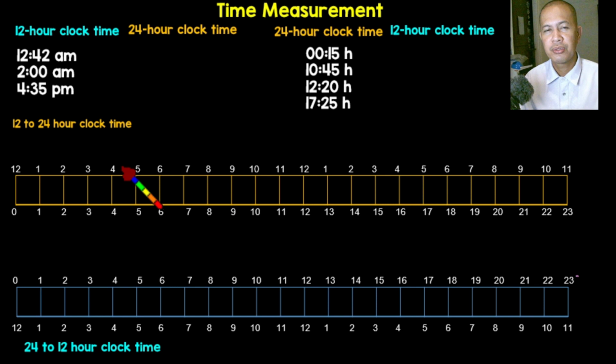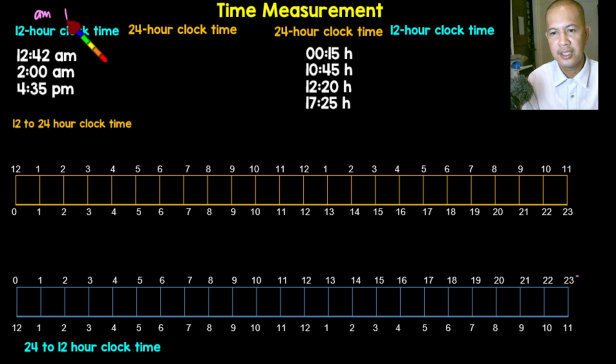For today's video, we're going to study time measurement: converting from 12-hour clock time to 24-hour clock time, and vice versa, 24-hour clock time to 12-hour clock time. 12-hour clock time is represented by AM and PM, while 24-hour clock time is represented by H, which is read as hours. Let's begin converting from 12-hour clock time to 24-hour clock time.